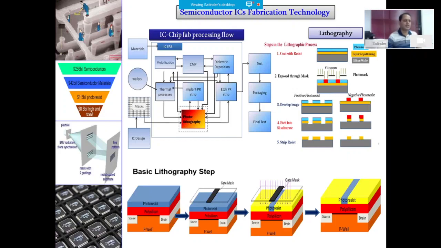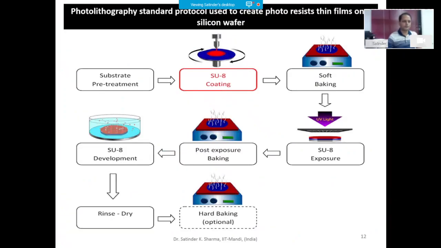The basic steps are also listed at the bottom of this slide. We have the source and drain, and the polysilicon. We coat the photoresist on top of that, use the mask, and then pattern the gate. In that way, we pattern the gate on our complete transistor. So this gives more details about the photolithography process.